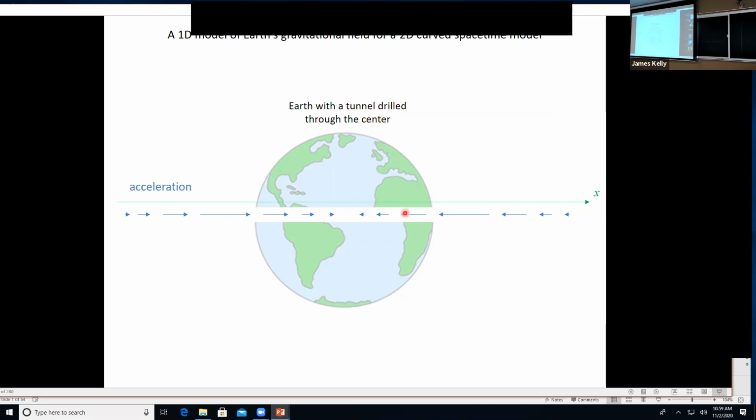Similarly, inside the Earth, we can imagine being in here, and I drop two objects that are separated by a small radial difference. What do you think about there?